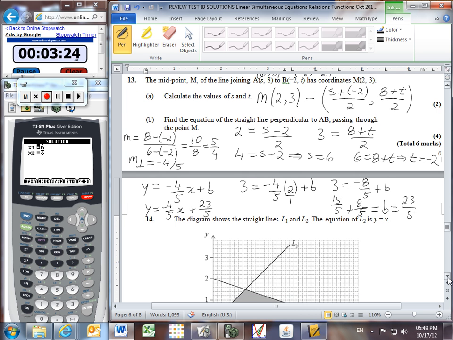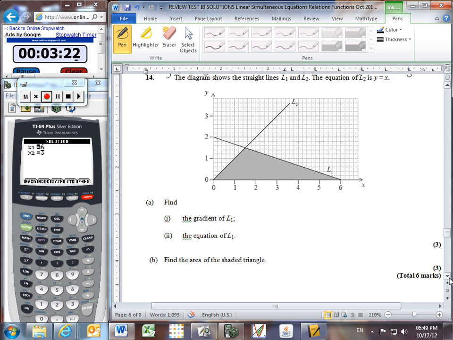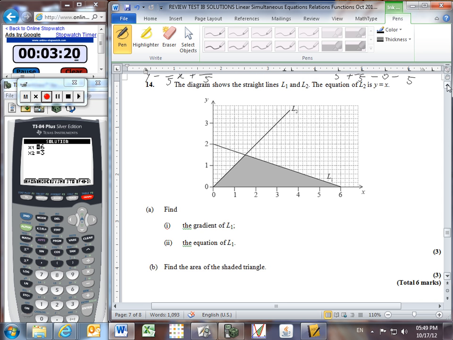Number 14. There we've got the equation of the line L2. It tells us that this L2 is y equals x. And it doesn't tell us what the equation of L1 is, but we should be able to figure it out quickly. The gradient, let's start with the gradient.